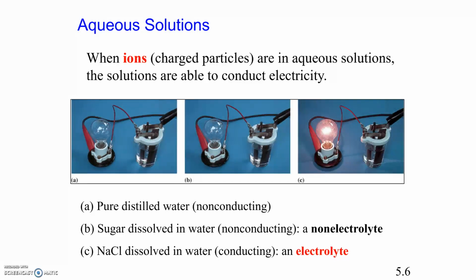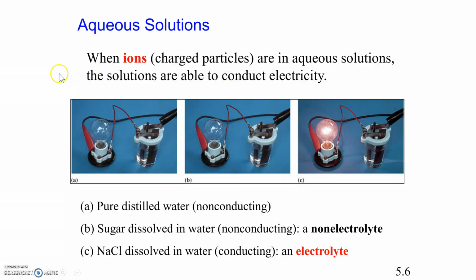So if we look at some examples of different solutions, we have pure water, distilled water. There's no ions in here, so this is a non-conducting solution. If we put sugar in water, this is also a non-conducting solution, which means that sugar is a non-electrolyte. Sodium chloride, on the other hand, does conduct electricity when dissolved in water, so this is classified as an electrolyte.